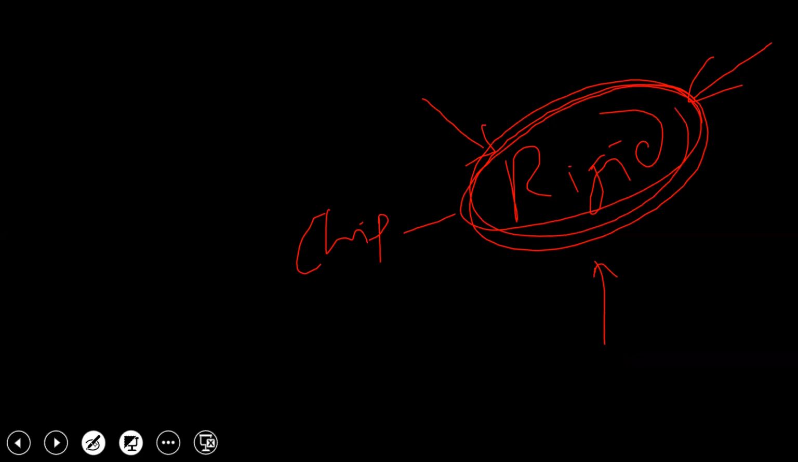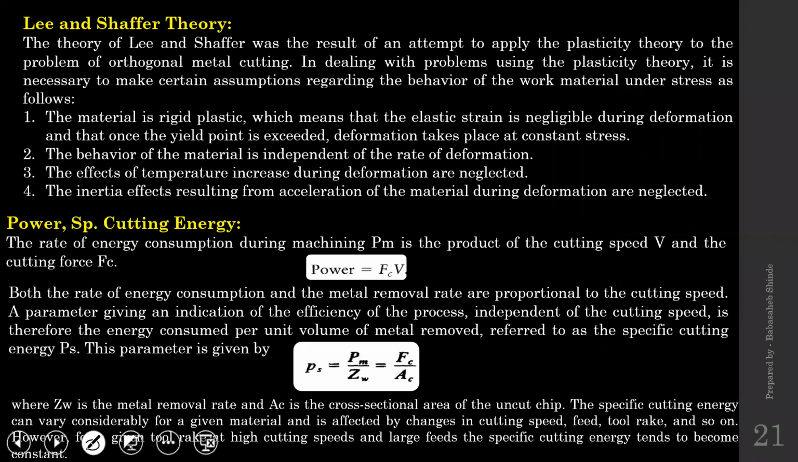Now when it comes to Lee Shaffer theory, the assumption is, instead of considering a rigid body, now the material is considered as rigid plastic. Now, what is meant by rigid plastic? When you apply force to a material till yield point. Yield point means a point up to which, or beyond which, when you apply force to that material, the material will deform plastically.